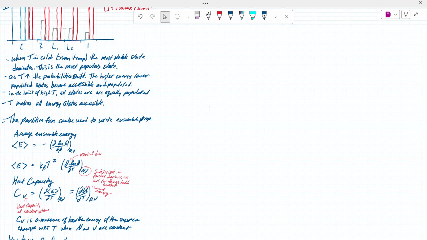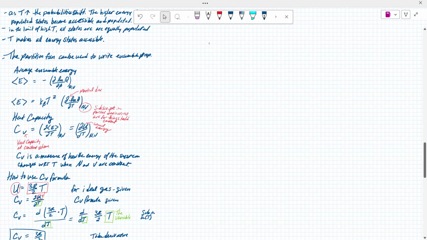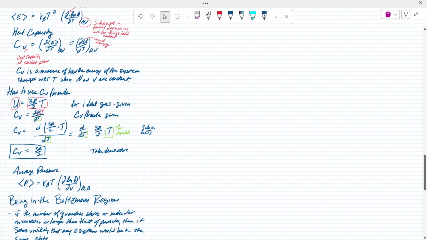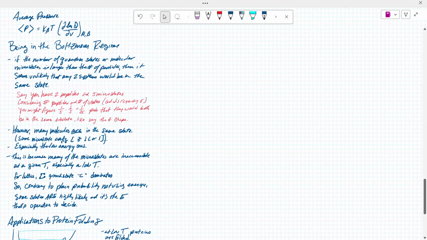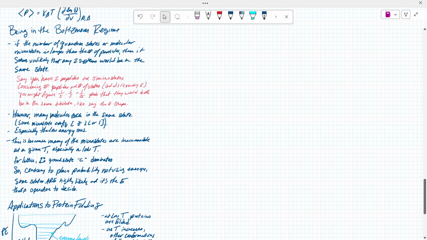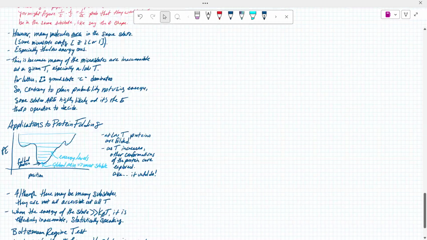And we can also compute some important properties when we know what the partition function is. We did a little bit of calculus here to see what some of those are: the average energy and the heat capacity. You can also calculate the average pressure. We also talked about what it means to be in the Boltzmann regime, and how this is going to play into protein folding.